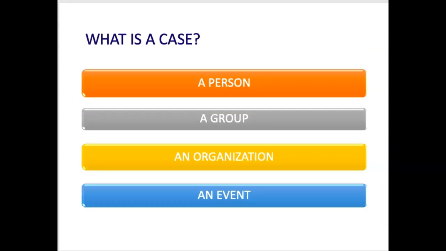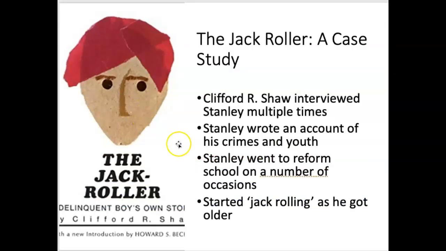Now, what is a case? Well, a case could be a person, a case could be a group, an organization, an event, or it can even be a practice. So now I'm going to give a few examples. I'm going to start with an absolutely amazingly interesting case study that goes all the way back to the 1930s. And it is called the Jack Roller case study, one of the first ones, by Clifford R. Shaw. And it's about a boy called Stanley. So his case is a person.